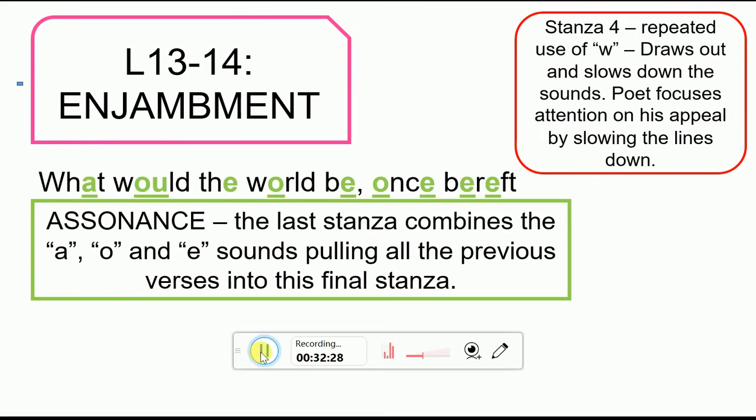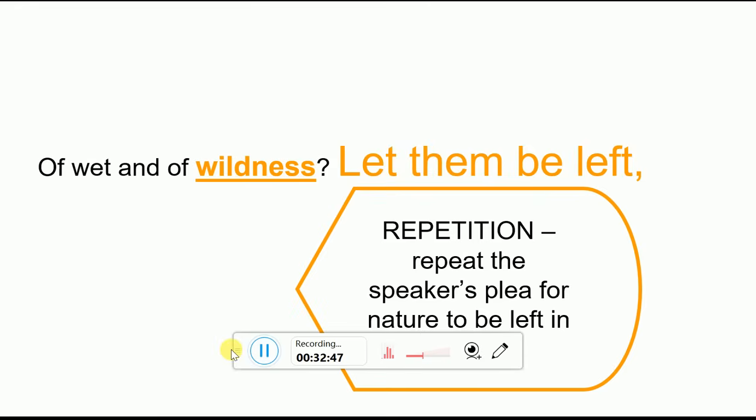of nature. Now, stanza 4, repeated use of W draws out and slows down the sound. The poet focuses attention on his appeal by slowing the lines down. Now he's going to make an appeal to us to preserve the beauty of nature that he has just presented, by focusing our attention on the movement of the river. So he says, what would it be if we're to be bereft of wet and wilderness? Remember that the highland where the stream is, it's in the wilderness. So wet in a sense that it is wet and dewy there because of the water that is flowing there.